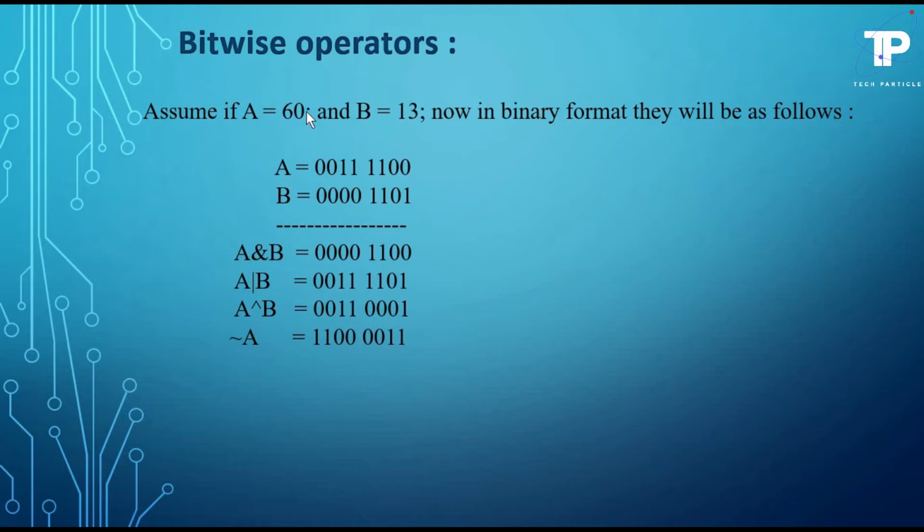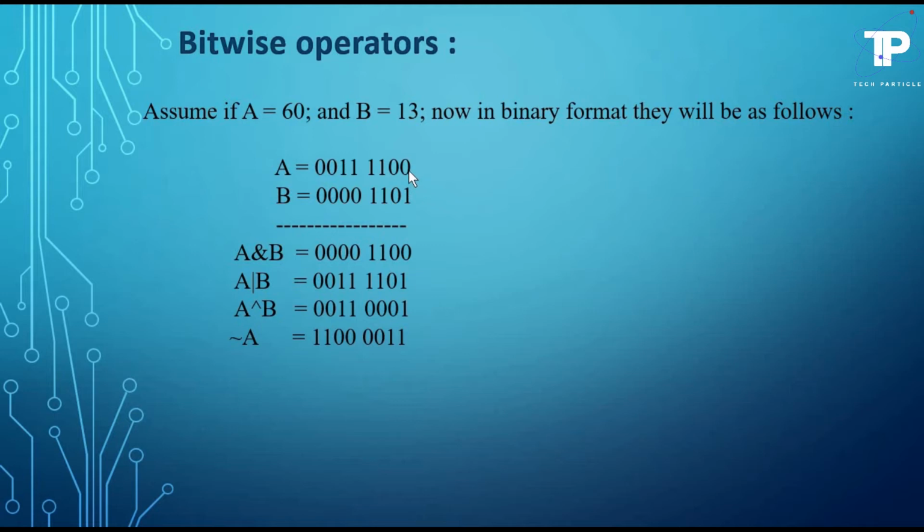Here we have taken A equal to 60 and B equal to 13, and we will do binary operations on these. The binary equivalent of 60 has been shown here and the binary equivalent of 13 has been written here. Now we will do the binary AND operation of A and B.